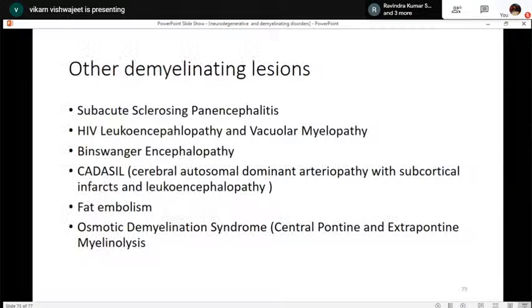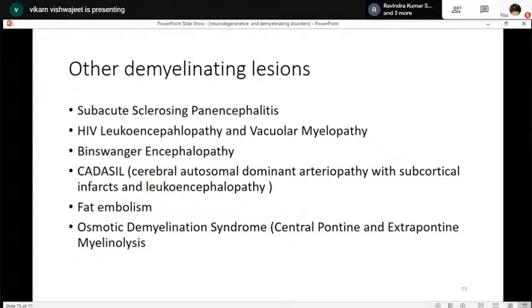So other demyelinating disorders include subacute sclerosing panencephalitis, which can follow infection with measles. Then there is HIV leukoencephalopathy and vacuolar myelopathy, which reflect a myelopathic process with several patterns in which the HIV virus damages the white matter. Then there is Binswanger encephalopathy, also known as subcortical arteriosclerotic encephalopathy. It is an ischemic process in which microvasculopathy accompanies diffuse white matter damage, and dementia is often observed.